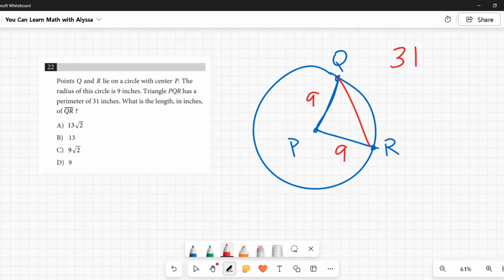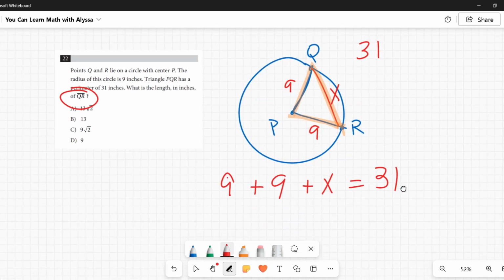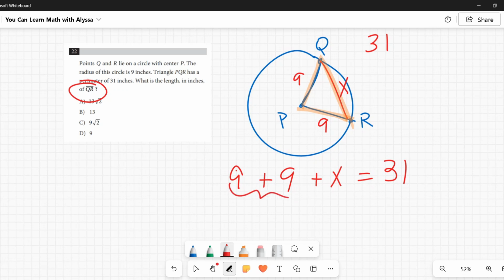So when we have the perimeter of a triangle, all we're doing is measuring and adding up the lengths of the sides. So if we call that side X, that side QR, which is what we want to know, the perimeter of this triangle would be 9 plus 9 plus X, and the total perimeter would be 31. So we combine 9 plus 9, that is 18. 18 plus X equals 31.